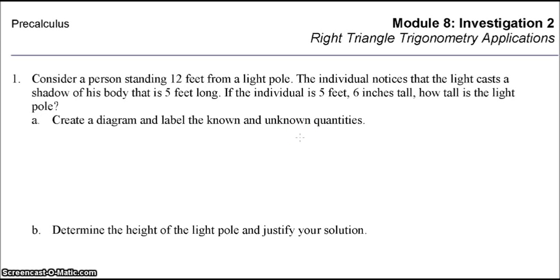Consider a person standing 12 feet from a light pole. The individual notices that the light casts a shadow of his body that is 5 feet long. If the individual is 5 feet 6 inches tall, how tall is the light pole? Create a diagram and label the unknown quantities.